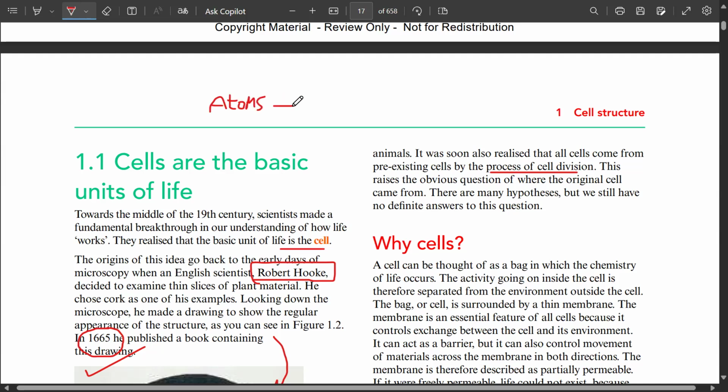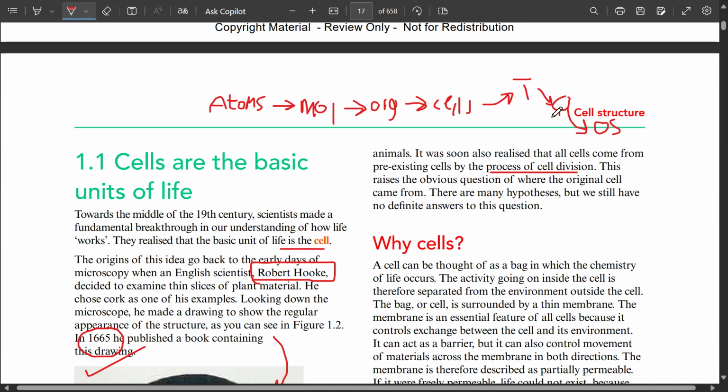Okay. Atoms form what when they combine together? Can you tell me? Molecule. Good. Atoms form molecules. Molecules form what? Organelles. And organelles form cells. Got it? Then after cells, you have what? Tissue. After tissue, you have organs. And after organs, you have organ systems.